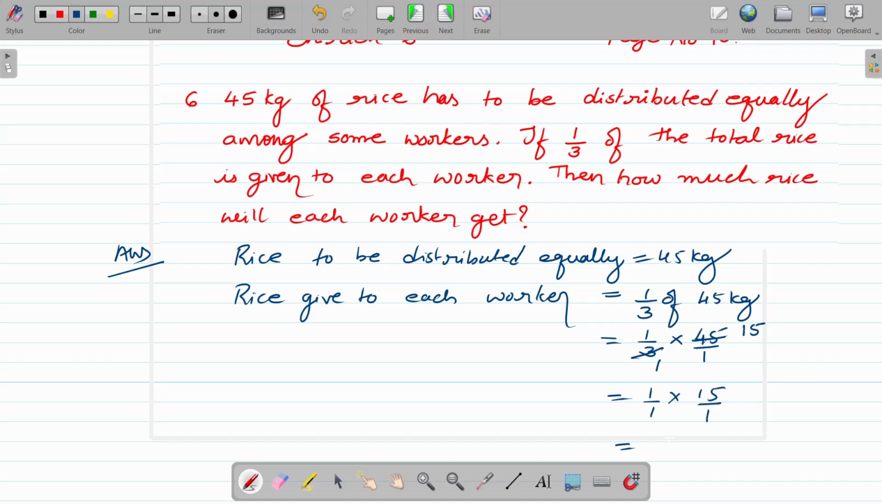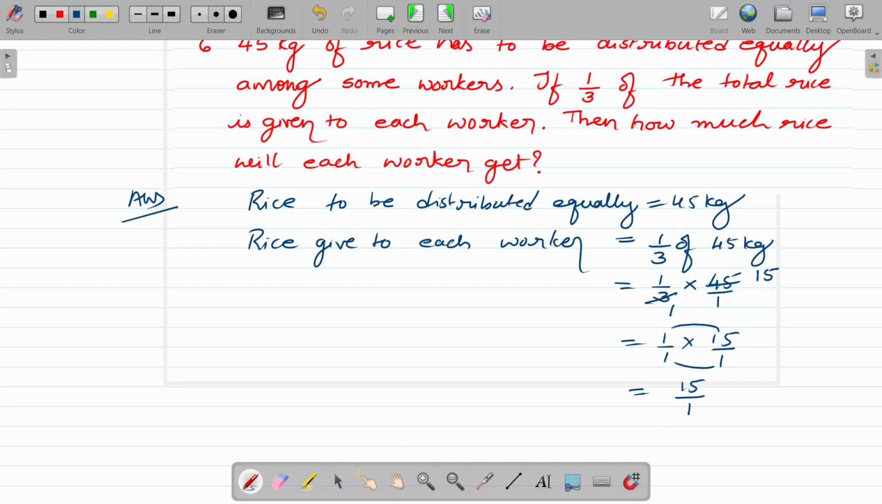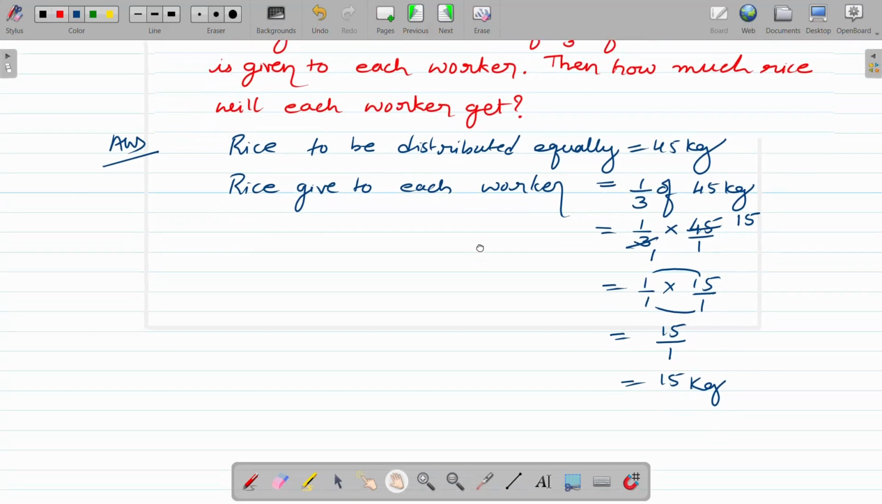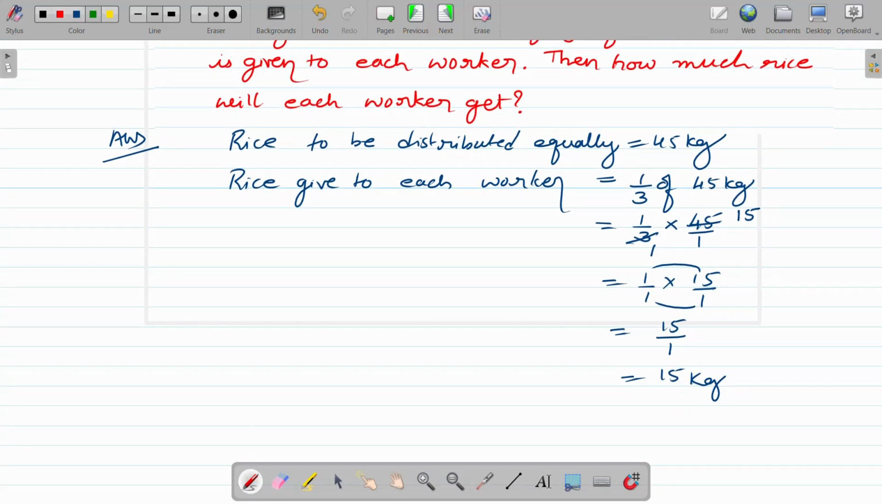When we multiply numerator to numerator, we get 1 into 15 as 15, 1 into 1 as 1. Whenever 1 is there, we won't write it. We just write it as what? 15 kg. So this is the final answer which is required. That means each worker will get how much rice? Therefore, each worker will get 15 kg of rice. So this way we will find all the answers required for this question.